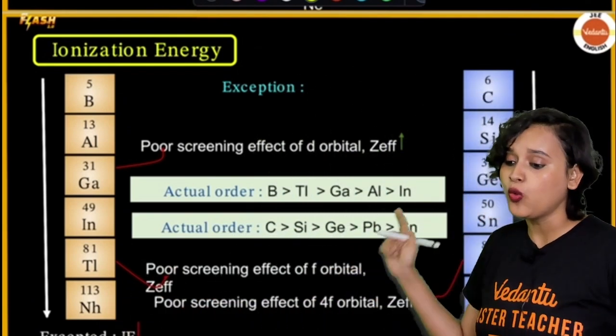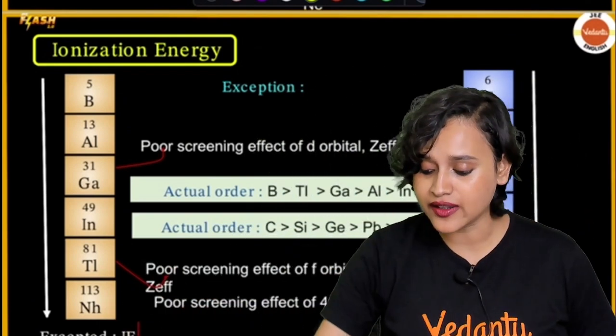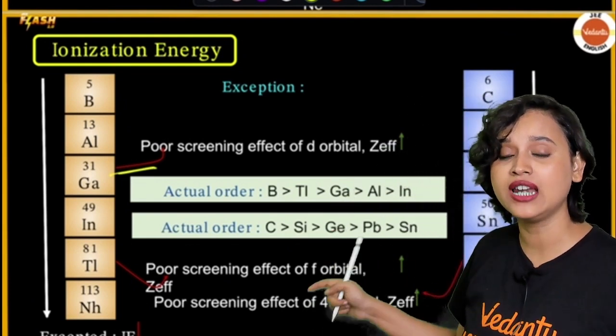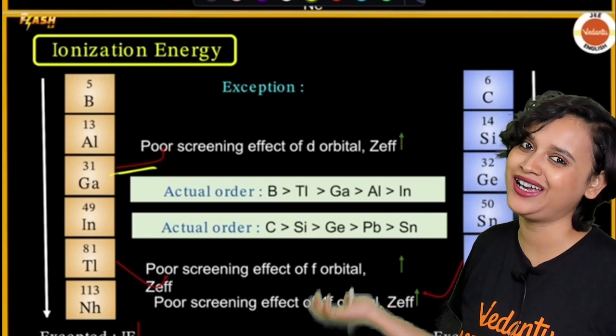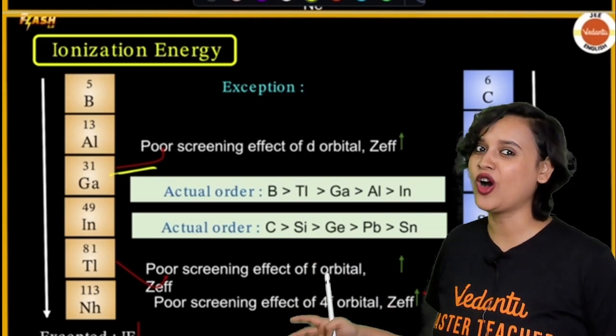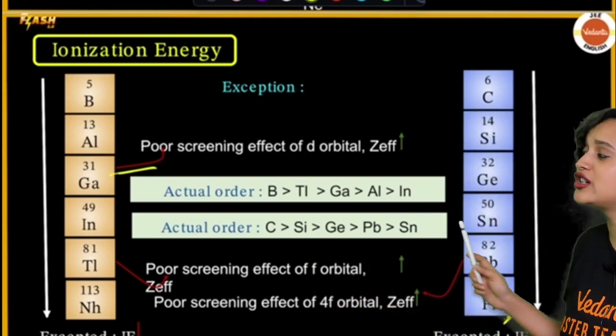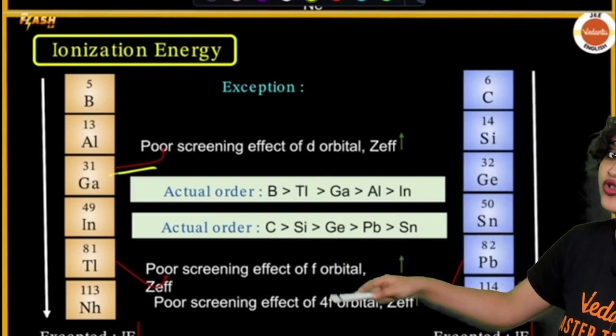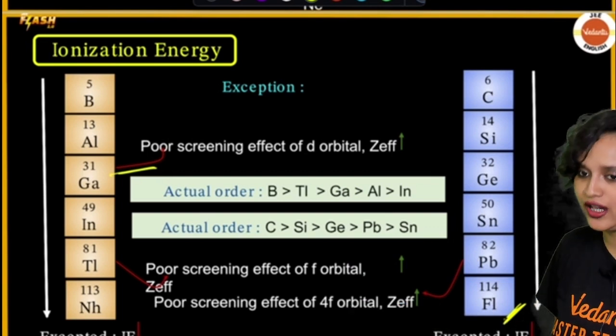But anyway, where is the exception? The exception is right here, everybody. We see that the ionization enthalpy of gallium is more than aluminium. Why? Because remember, the d block elements were introduced just before gallium. Gallium has smaller atomic radius. That means more ionization enthalpy than aluminium.